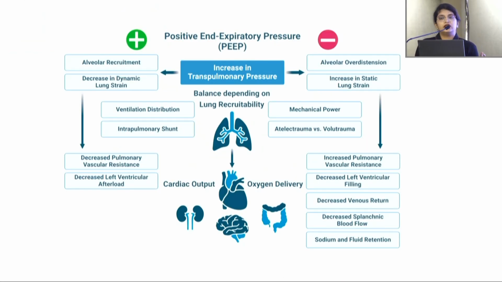But everything in excess is bad. If you give more PEEP, then alveolar overdistension will happen. Because of increased intrathoracic pressure, RV preload will decrease and the patient can become hemodynamically compromised because of the reduced cardiac output.